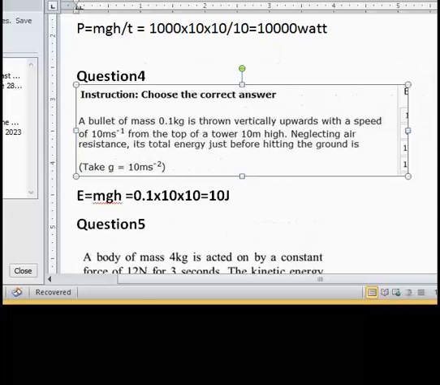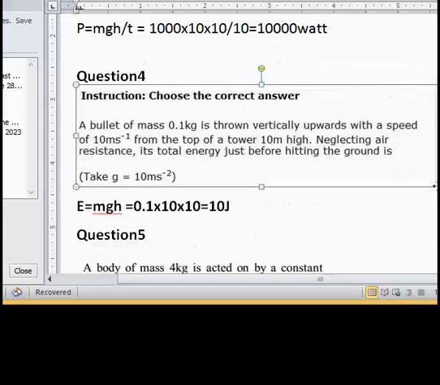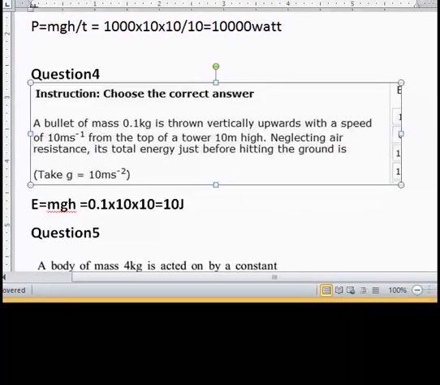Okay, so I have another question here. Let's do justice to this one. So this actually goes this way.